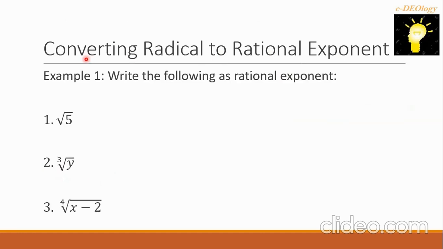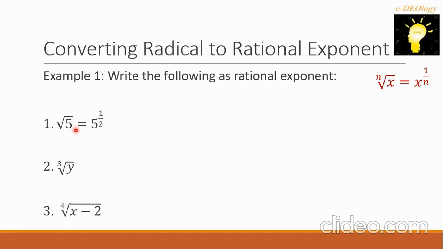Let's go to some examples. We will convert radical to rational exponent. Write the following as rational exponent. We have 3 sample problems here. The first one, square root of 5. Second is the cube root of y. The third is the fourth root of the quantity x minus 2. So I put the equation here for the conversion. Let us now solve the first sample problem.